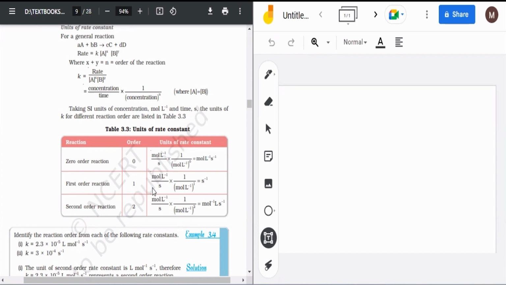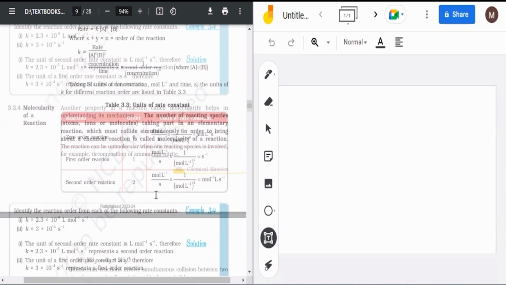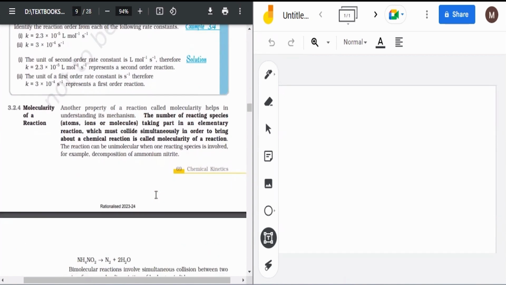सिमिलरली फर्स्ट ऑर्डर रिएक्शन में बाकी सब सेम रहेगा, बस यहाँ पे 0 की जगह 1 आ जाएगा एंड सेकंड ऑर्डर में यहाँ पे 0 की जगह 2 आ जाएगा. In a similar way, we can calculate the other units of rate constants, and we can move ahead. Now, molecularity. What is molecularity?